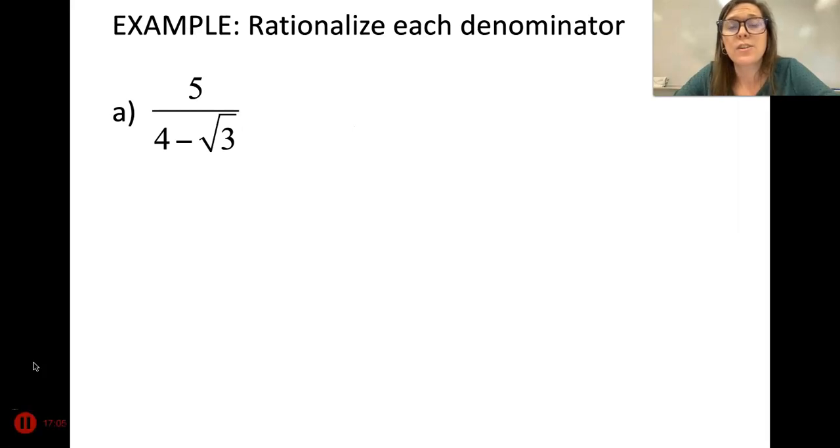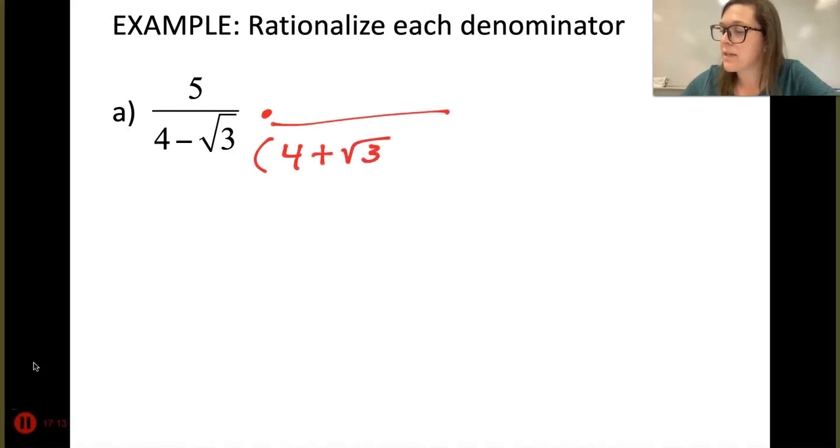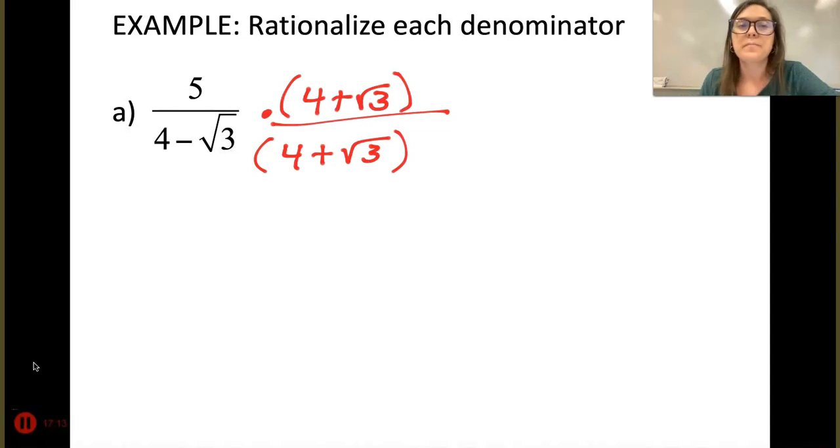So in order to rationalize a denominator that has a binomial in it, all the ones that we were doing so far had monomials in the denominator, we have to multiply by the conjugate. So right now I have a 4 minus the square root of 3 in the denominator. So if I multiply by the conjugate, which is 4 plus the square root of 3, in both the numerator and the denominator, I'm going to be left with no more radicals in the denominator, which is what I want.